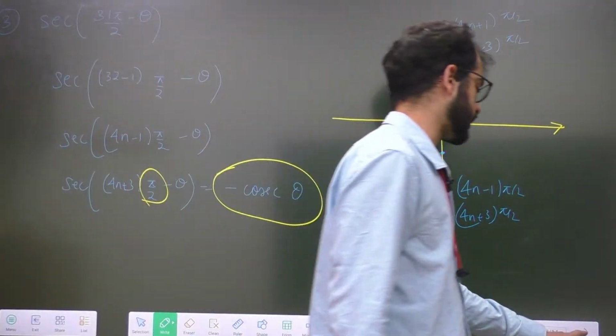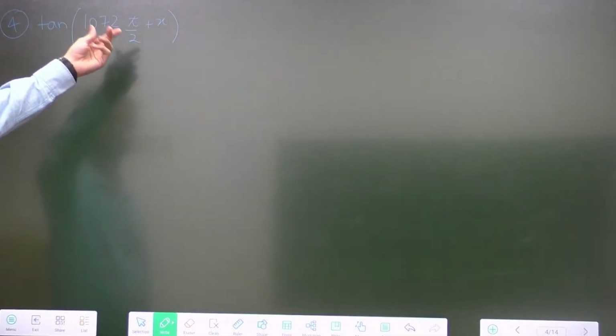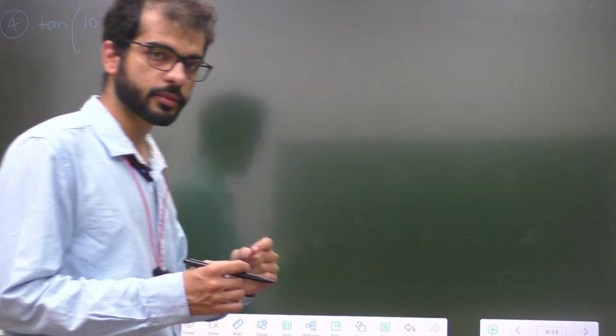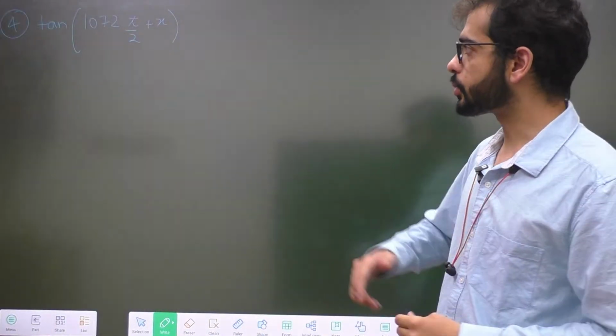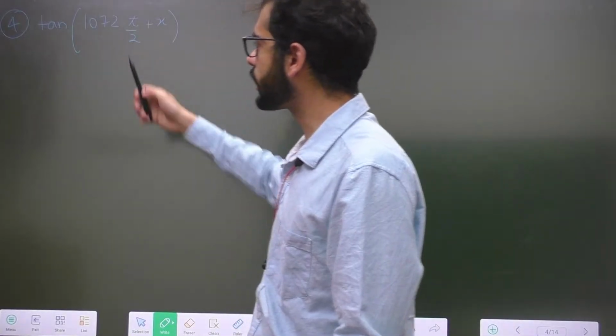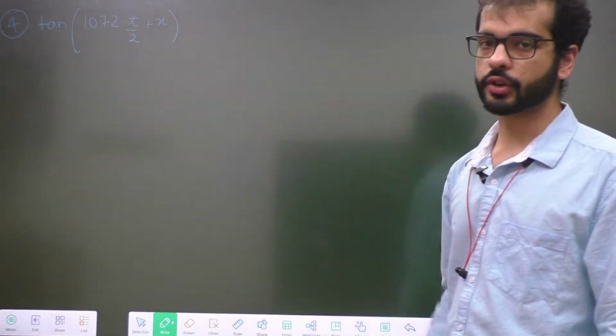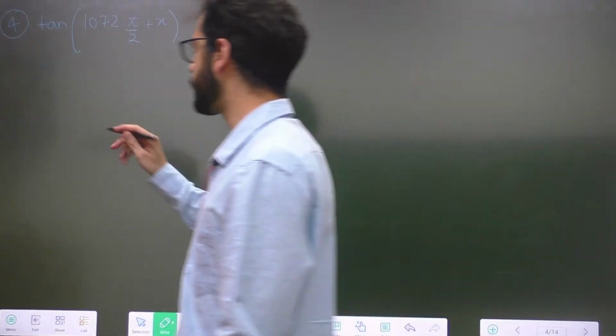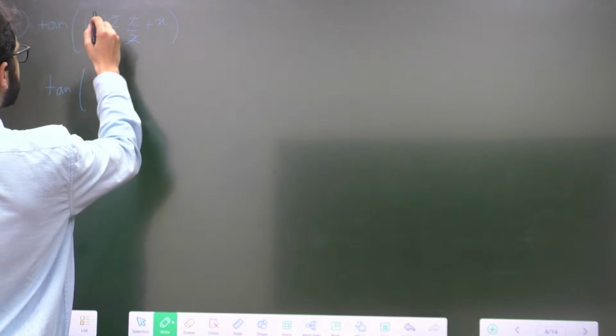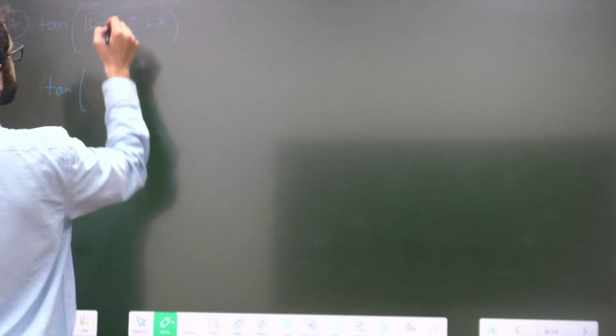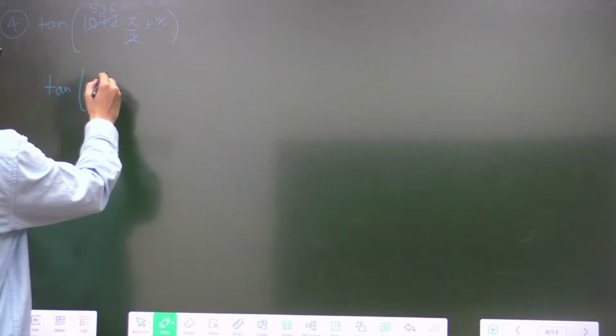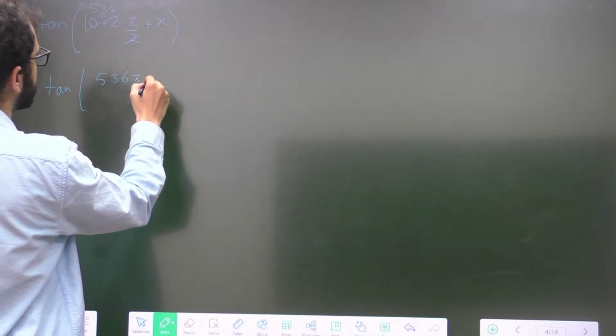Let's move forward to the next one. Next question, that is tan of 1072 pi by 2 plus x. Now this is a bit tricky because students start to proceed by just looking at pi by 2 and they assume that this angle is going to lie on the vertical axis. But if we simplify it, then we can see that tan of, if I divide the denominator 2 with 1072, I am going to get 536 pi. So this is tan of 536 pi plus x.